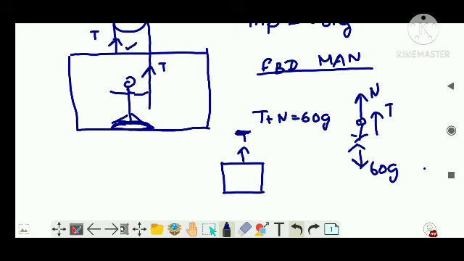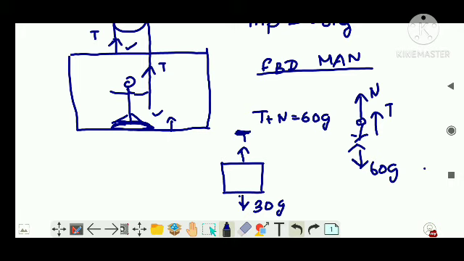Now this person is exerting a weight, right? Clear? He's exerting a weight means if I am telling you about the mass of the lift, there will be a 30g downwards, right? And similarly, when the man is pulling the string, the man feels that the lift is pushing him up. Remember what I am telling you.